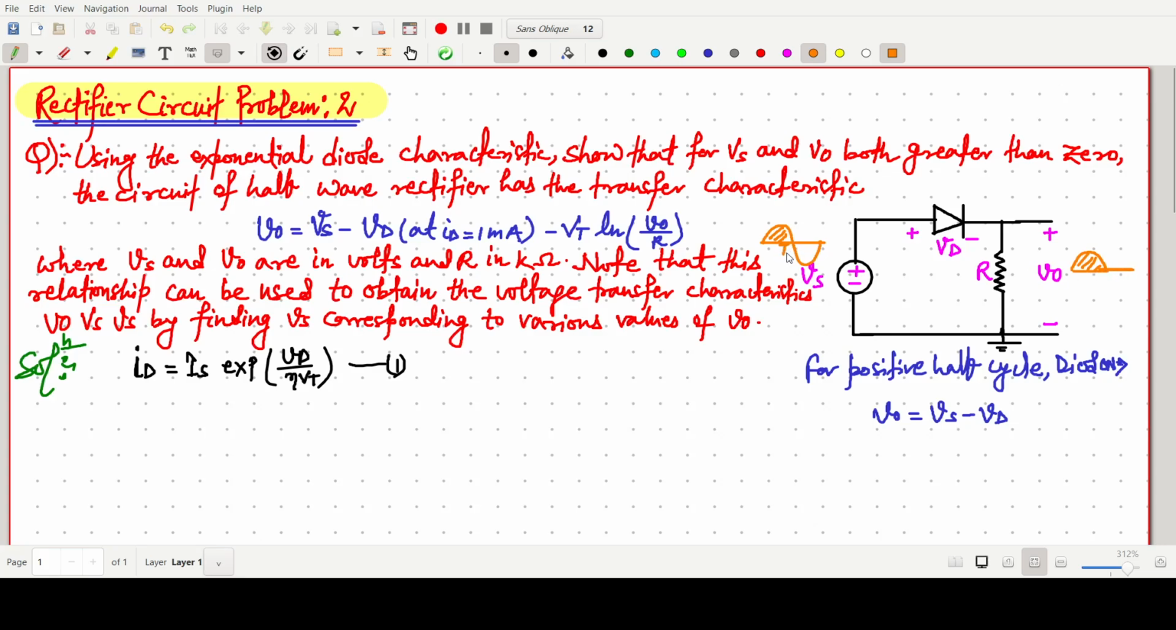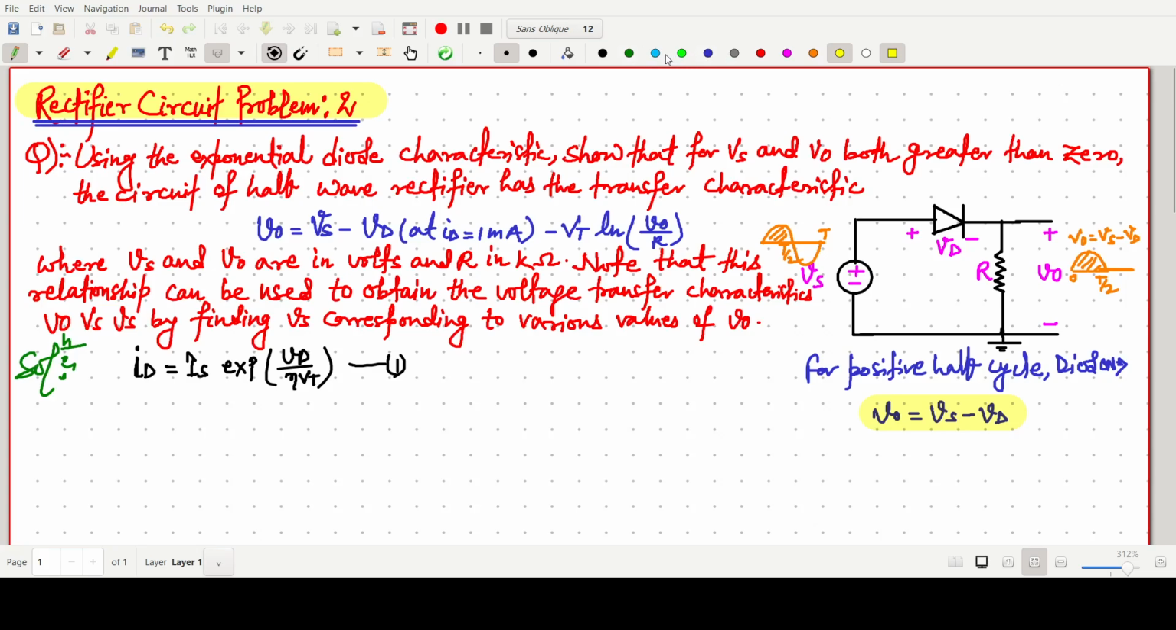Say this point is T by 2, T, very fundamental thing. But this output V naught peak will be Vs minus Vd. We are not going to discuss this one. So this is one important result for the half wave rectifier, and we have to use the diode equation because of the diode exponential characteristic.